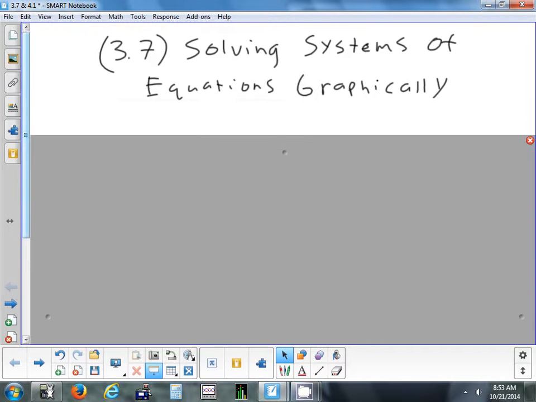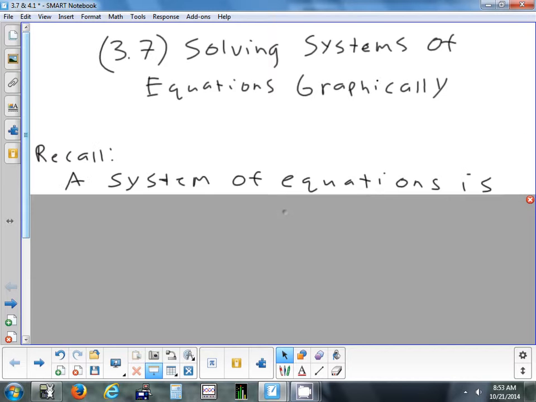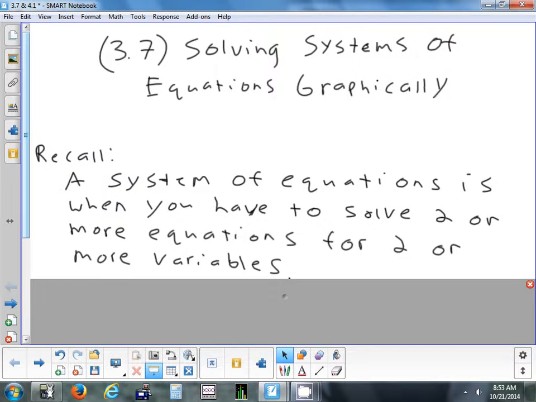All right, so today we're going to start off with section 3.7, which is solving systems of equations graphically. Just a quick reminder about what a system is from Algebra 1. A system of equations is when you have to solve more than one equation. So you're solving two or more equations for two or more variables.